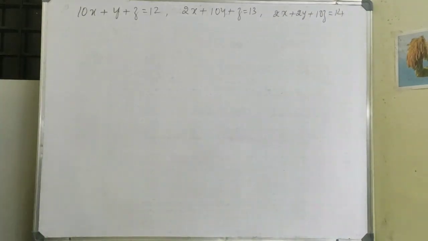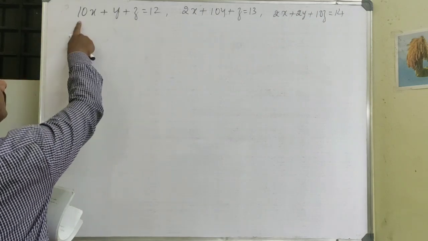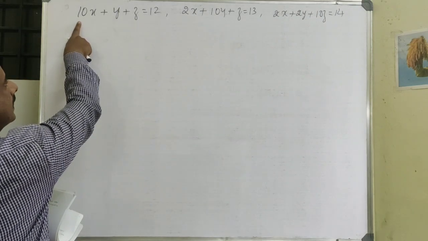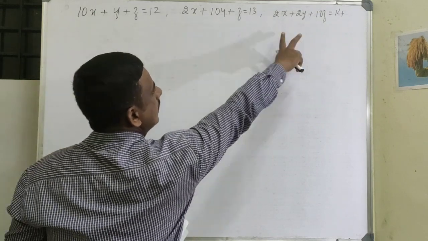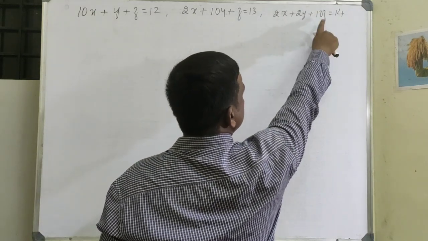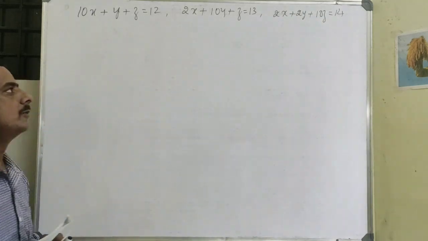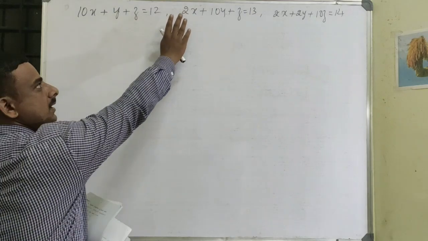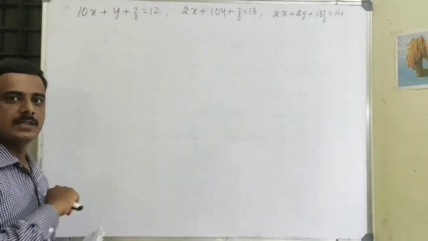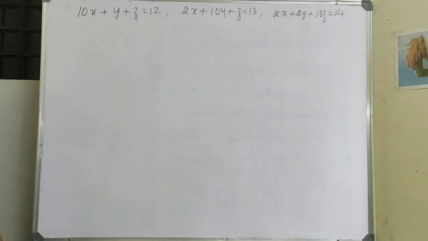Here in the first equation, the sum of these two, 1 plus 1, is less than 10. Here 2 plus 1, 3, is less than 10. Again 2 plus 2, 4, is less than 10. So this system of equations is diagonally dominant, and we can apply the Gauss-Jacobi method to find its solution.